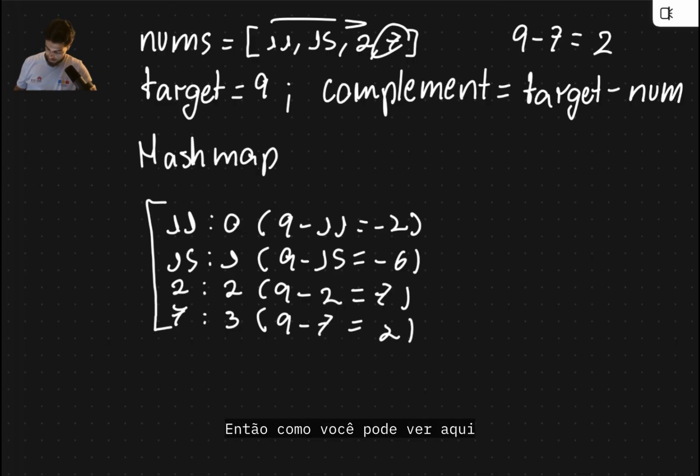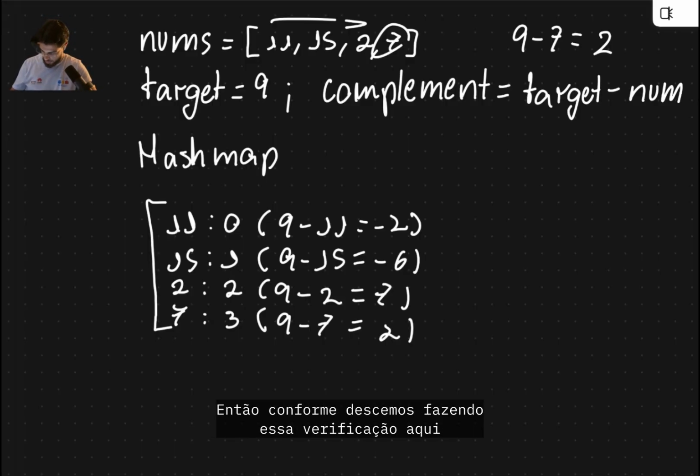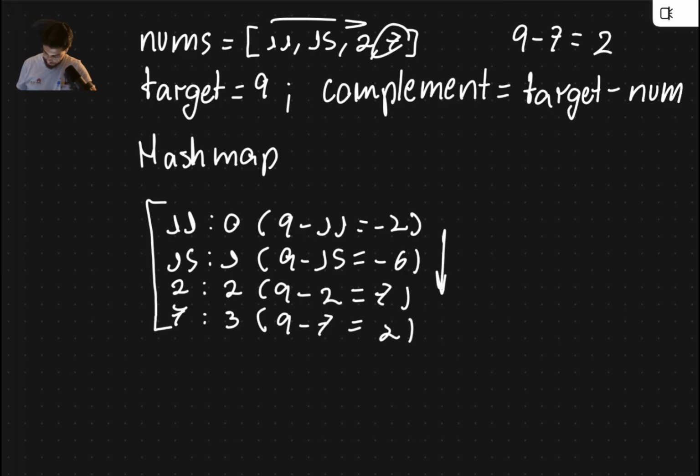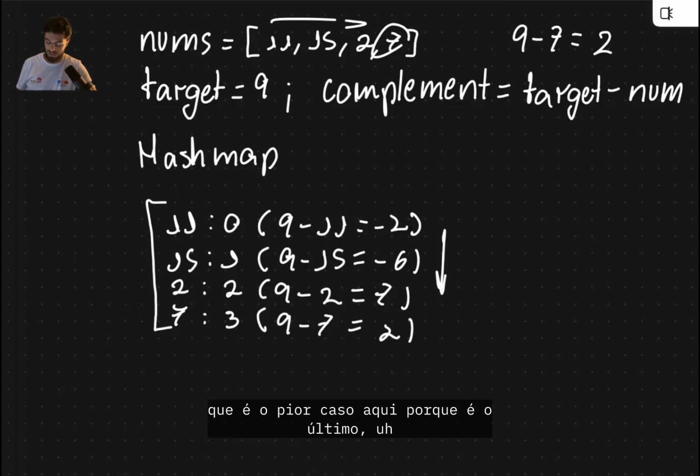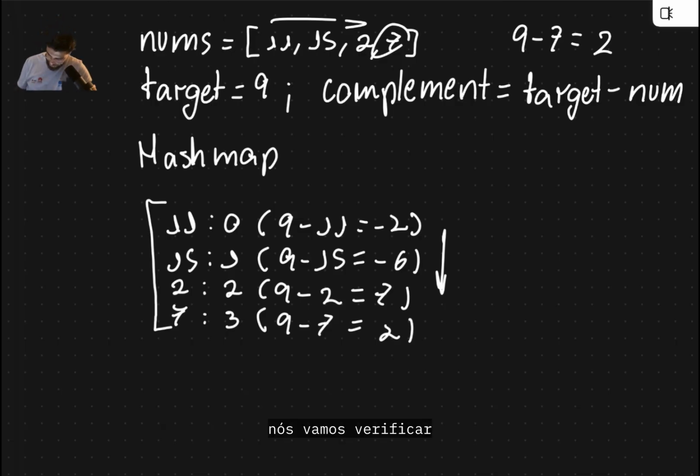Okay, so as you can see here, the first two numbers do not have a complement, but the number 2 has a complement, number 7, and the number 7 has a complement that's going to be number 2. So as we go down doing this verification, when we get to the number 7, which is the worst case because it is the last number in the array, we're going to check what is the complement for number 7, and it's number 2. And we're going to check in our hash map, do we have number 2? If we have number 2, it's okay. We are done with the problem.